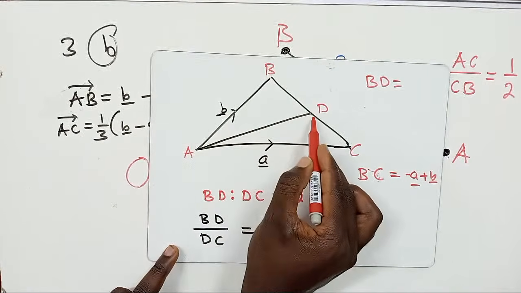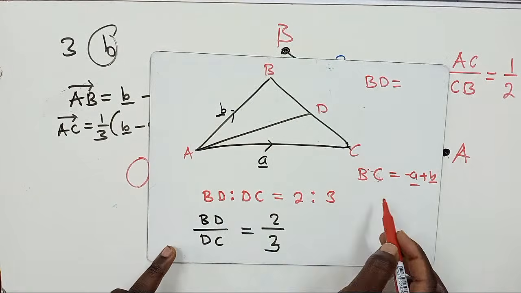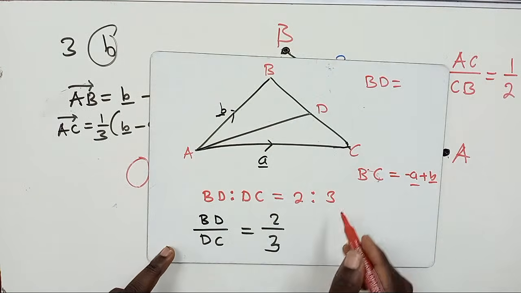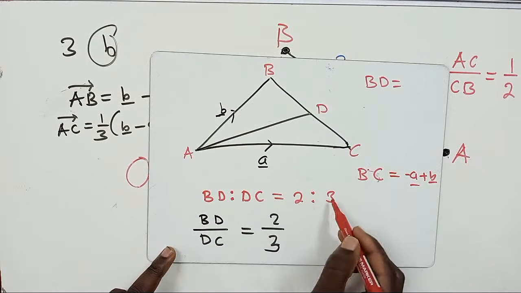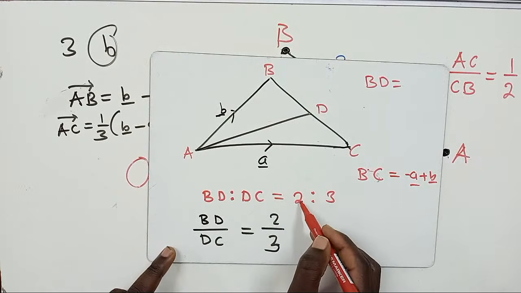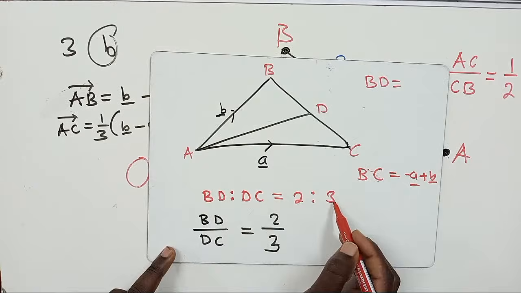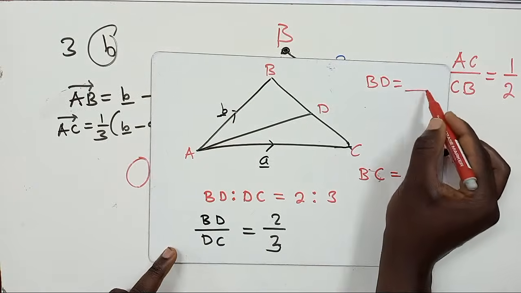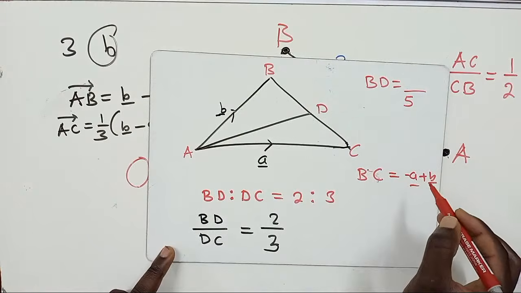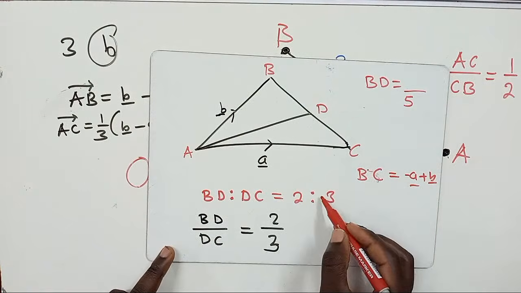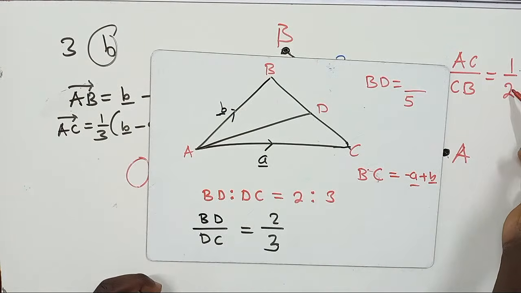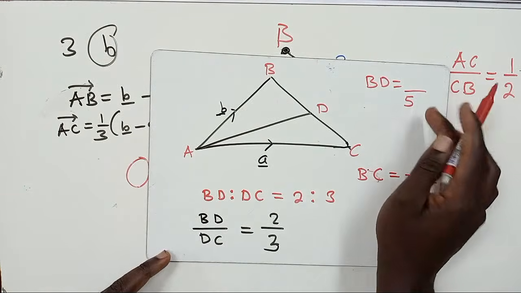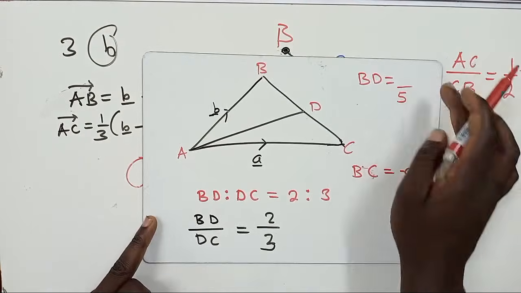BC, for BD to be found or DC, we need to use the ratio, okay? So how are you going to use the ratio? To use the ratio, we add the numbers that you're able to see. So here we'll say 2 plus 3, which is 5. So our denominator will be 5. Like I did there, it was 1 plus 2. It gave me 3. So my denominator will be a 5 in this case.